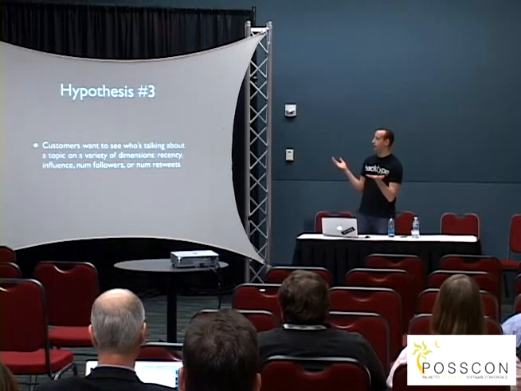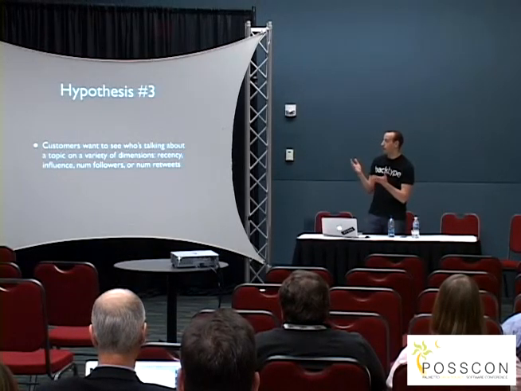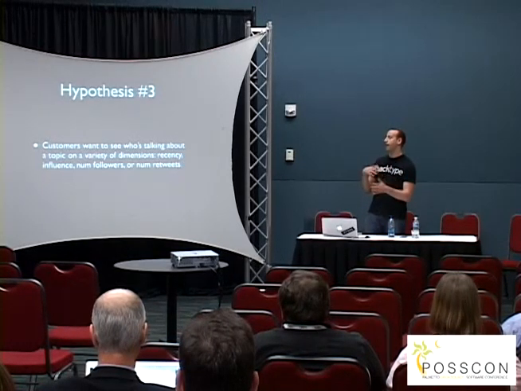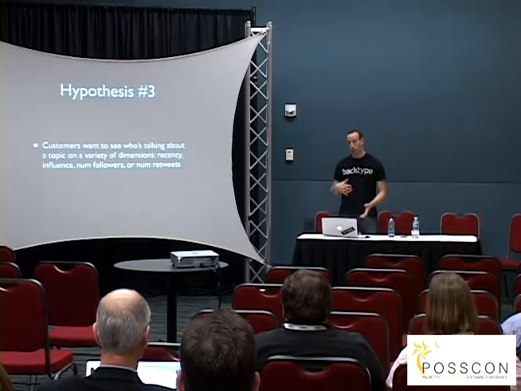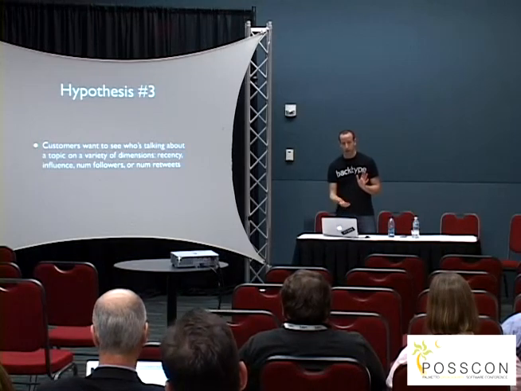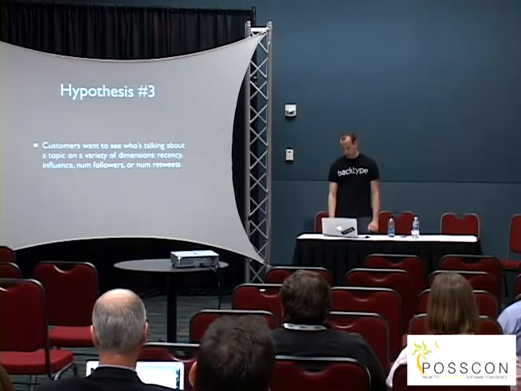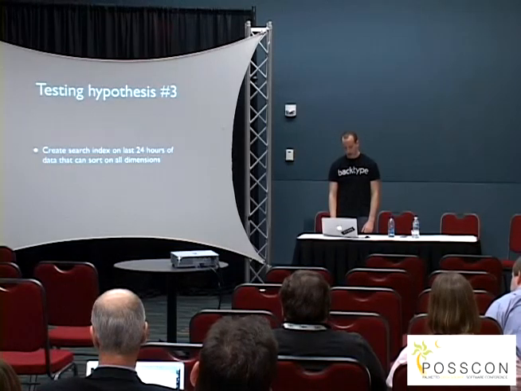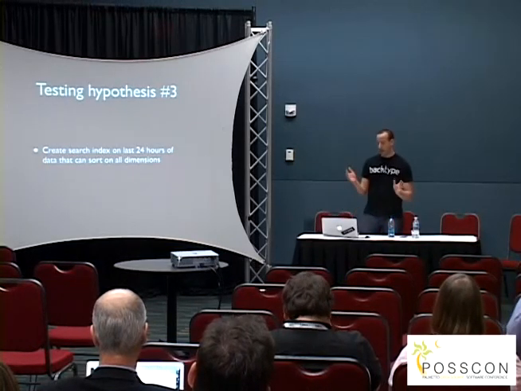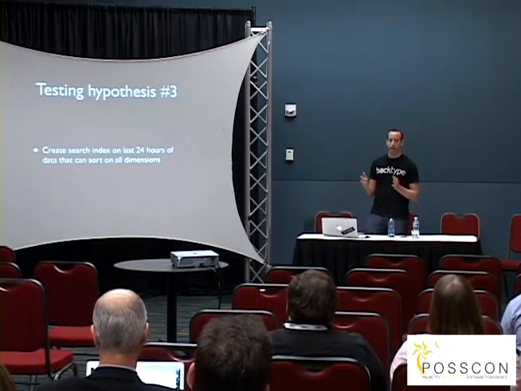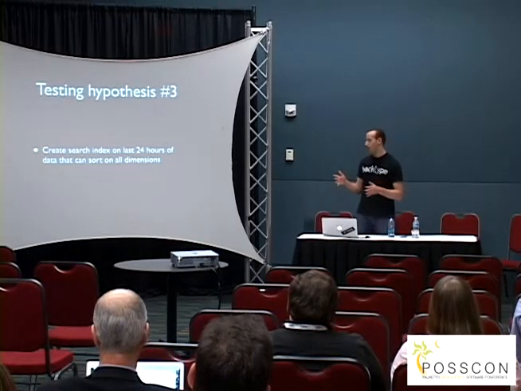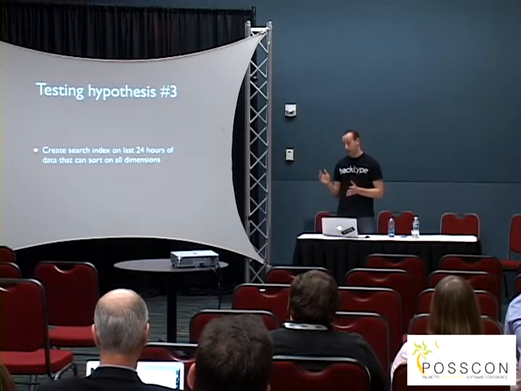So hypothesis number 3 was customers want to see who's talking about a topic on a variety of dimensions. So maybe see who's been recently talking about a topic, who are the influential people talking about a topic, what are people saying that gets retweeted a lot that people really like, etc. Right? So we created a search index that can do those queries. The search index only contains the last 24 hours of data. We decided not to do it on the full data set because we can build this a lot faster, and we're just interested in validating the hypothesis before we build the entire thing.